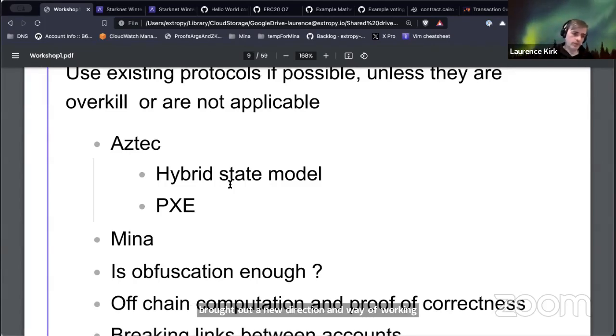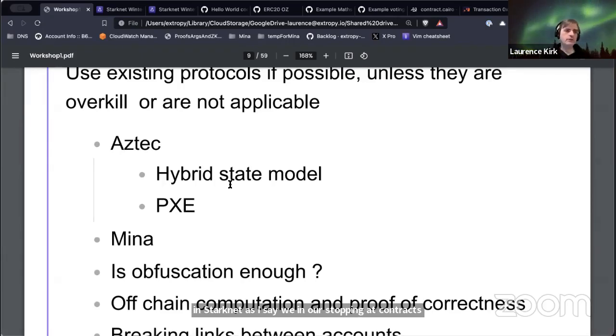Mina, the way Mina works has been established for a while, but what they both allow people to do is off-chain computation and then have proofs that it has been done correctly. And actually, you can see this is possible with Cairo as well, with Cairo programs, although in Starknet, in our Starknet contracts, everything is public at the moment.